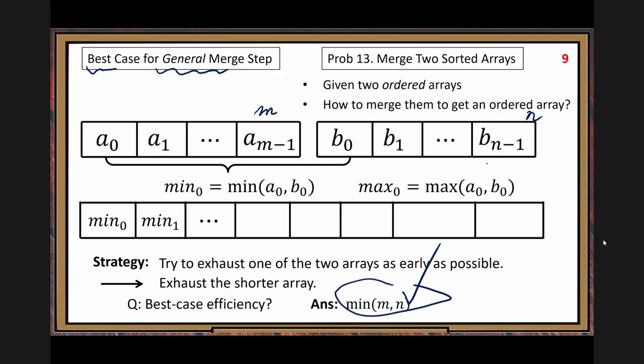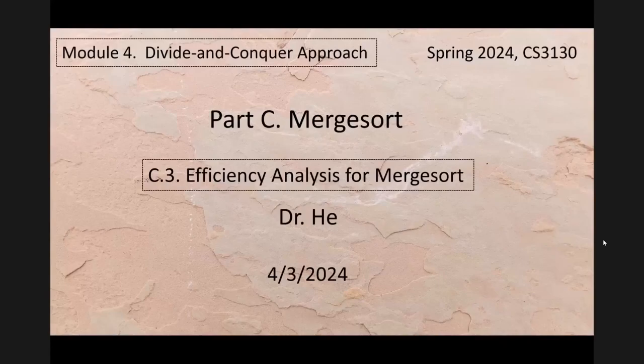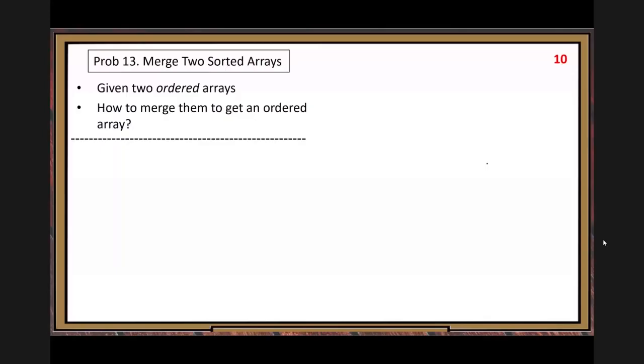All right, so that's it. C.3, efficiency analysis for merge sort. This time, we want to do the calculation to see the best case efficiency and the worst case efficiency. How to see that? Derive the recurrence relation.